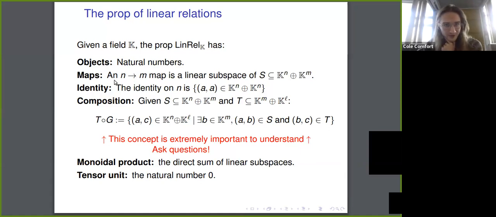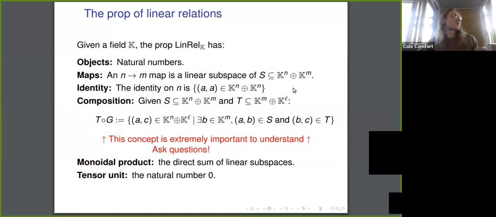The objects are the natural numbers, and a map from n to m is no longer a matrix, but a subspace of k to the n plus k to the m. The identity is given by the diagonal subspace. And this is the point I want to stress that's very important: the composition. If you have a subspace S of k to the n plus k to the m, and T, or this should be G, of k to the m plus k to the l, then the composite is defined by pairs in k to the n plus k to the l, such that there exists one in the middle that is in both S and in T.